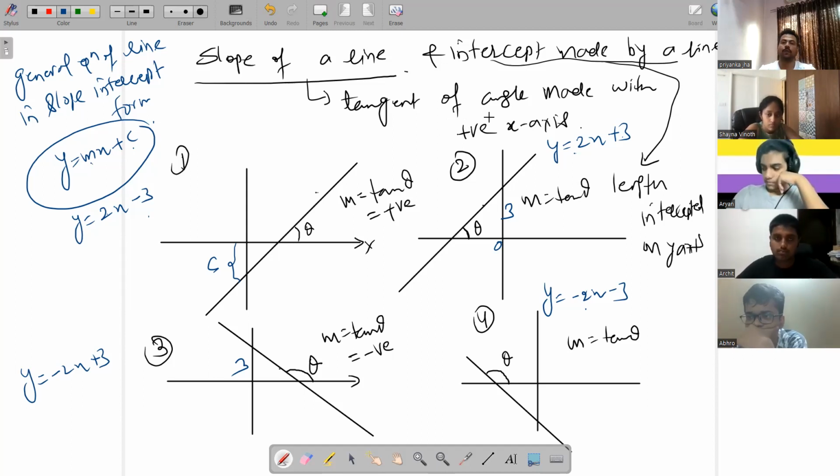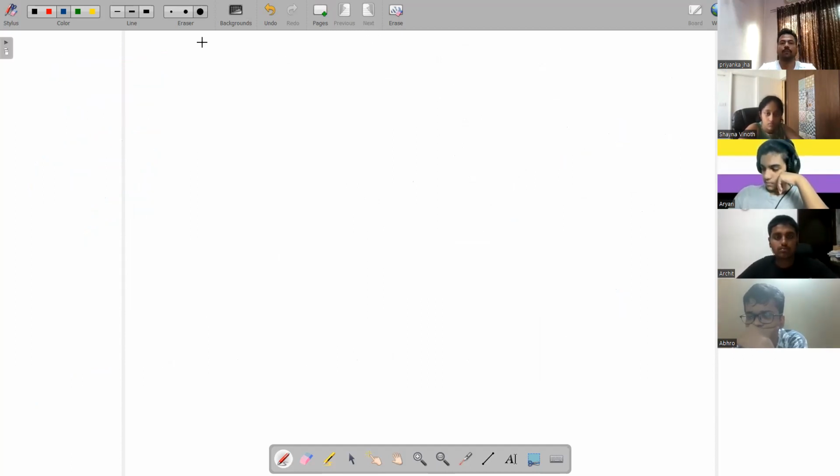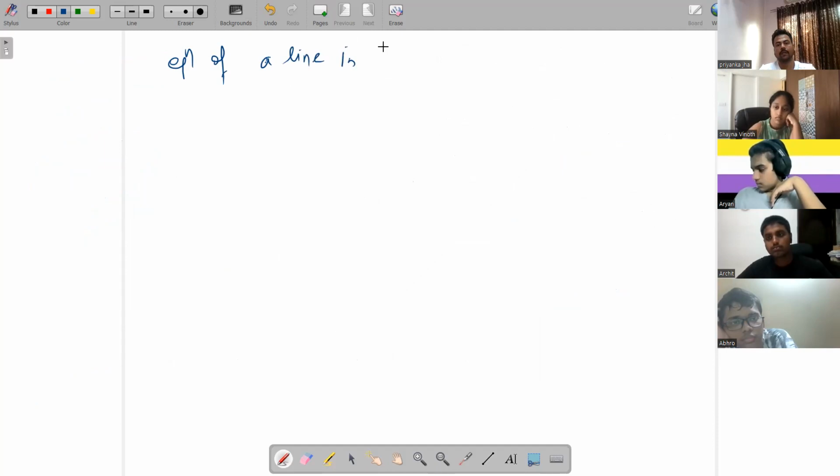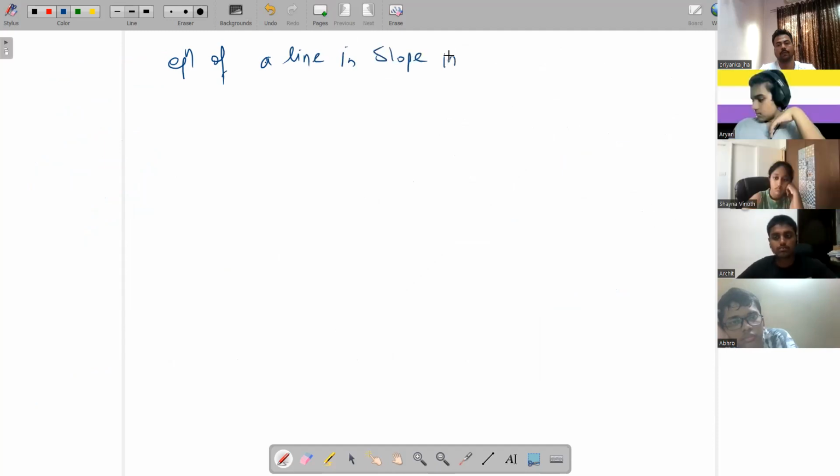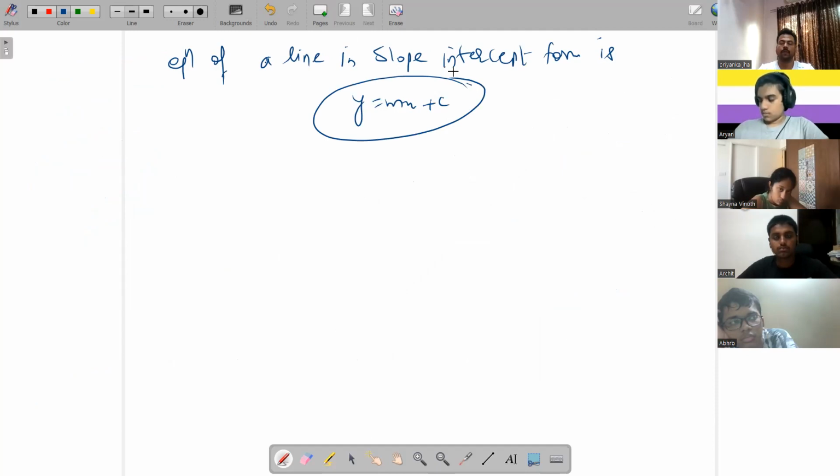Done? Okay, fine. Now we understood one thing. Equation of a line in slope intercept form is y equal to mx plus c. So c is the intercept made on the y-axis.